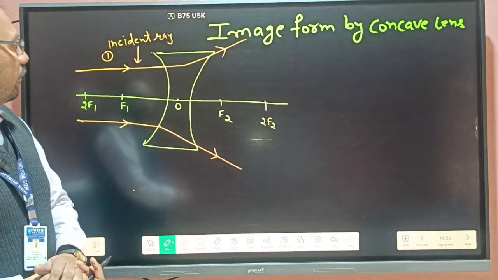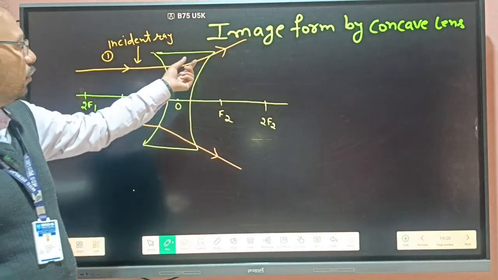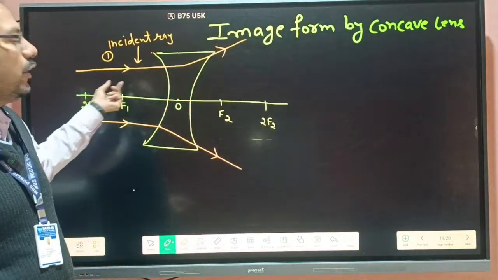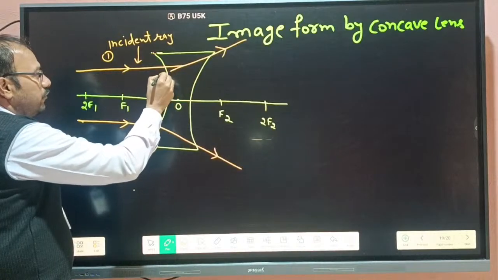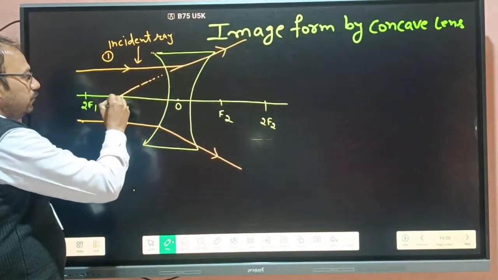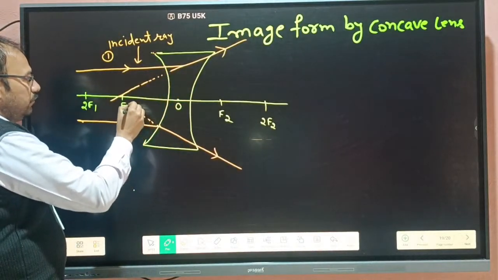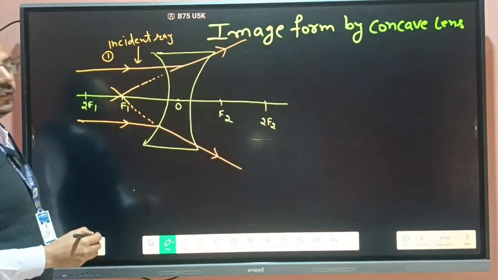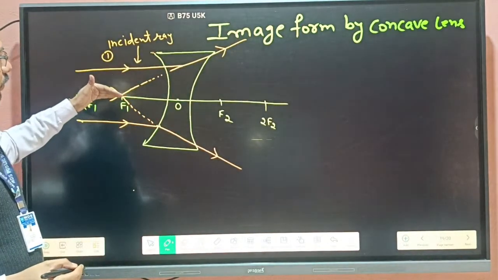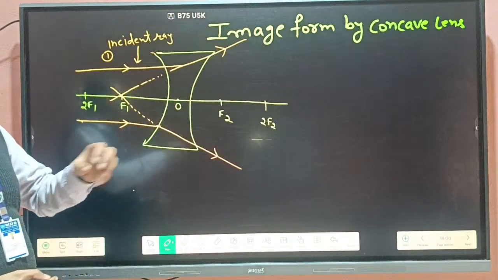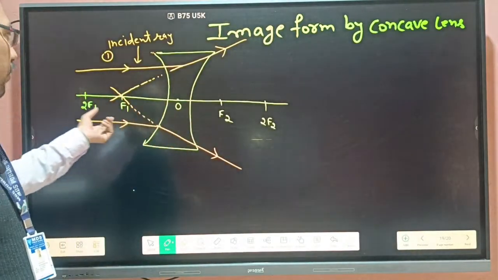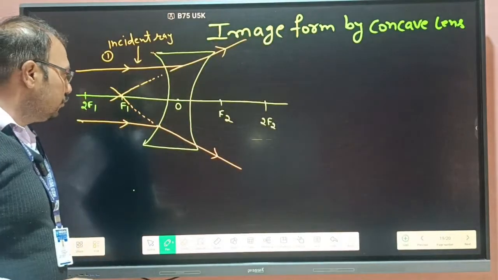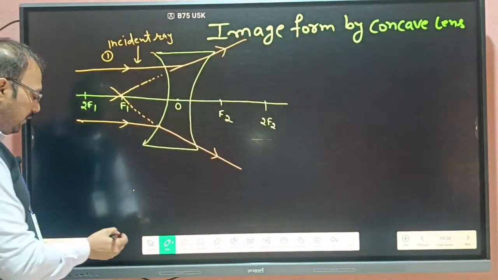So we extend these lines in the backward direction, like this. These extended lines cut at F1. So what is the position of the image? It is at the focus, F1. Here we write the parameters.